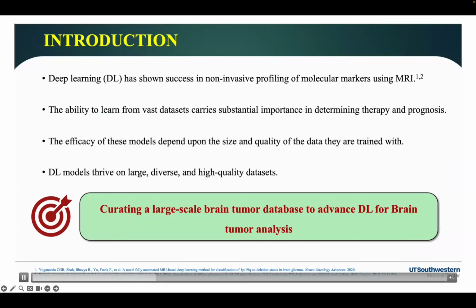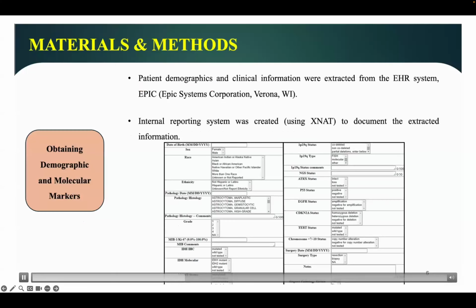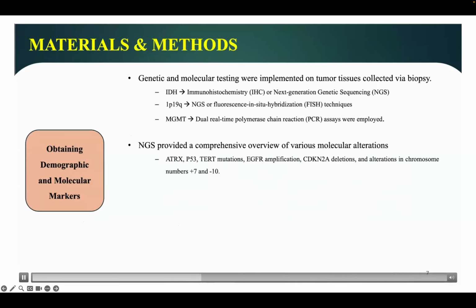For patient selection, the dataset included patients diagnosed with brain tumors at UT Southwestern from 2012 to 2020. Electronic health records, or EHR, were reviewed by a neuropathologist. Our study protocol was approved by the Institutional Review Board, or IRB. Patients older than 18 years were included in the study, and patients with a history of brain tumor resection were excluded. To obtain demographics information, patient demographics and clinical information were extracted from the EHR system, EPIC, and an internal reporting system was created using XNAT to document the extracted information.